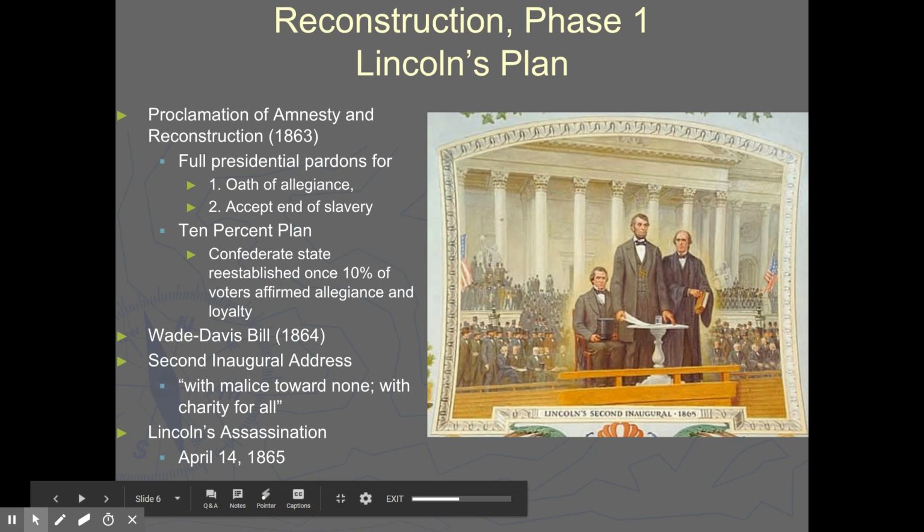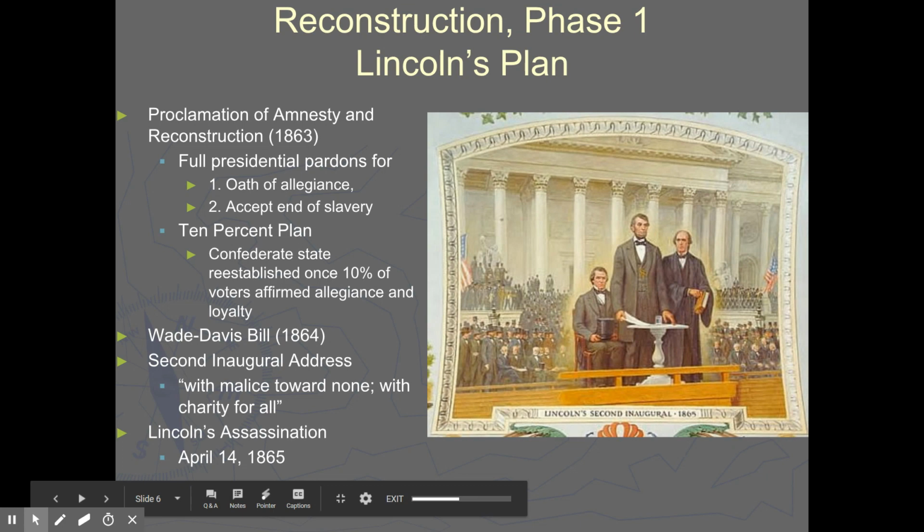If you remember in his second inaugural address, he'll say, with malice towards none, with charity for all. And he always looked at the Confederates as states in rebellion. He never recognized them as ever leaving and becoming their own country, becoming the Confederacy. And so this was a forgive and forget kind of mentality, which was a really good deal for the South.